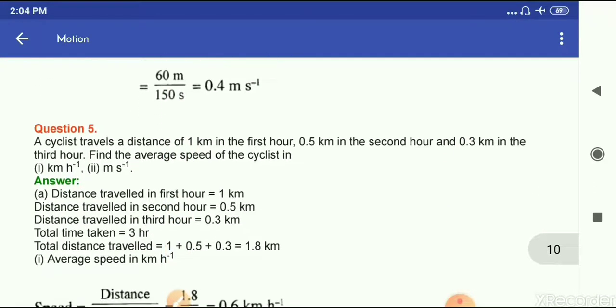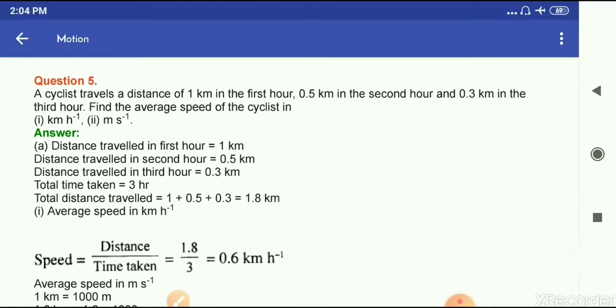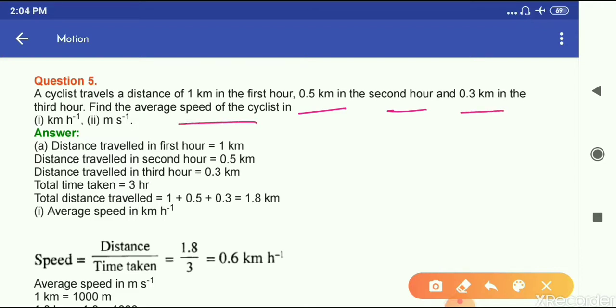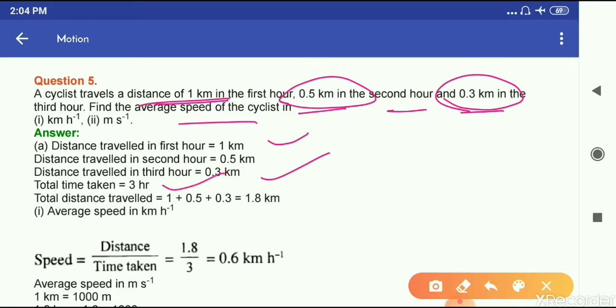Now question number 5. A cyclist travels a distance of 1 kilometer in first hour, 0.5 kilometer in second hour, and 0.3 kilometer in third hour. Find the average speed of the cyclist in kilometer per hour and meter per second. So distance traveled in first hour is 1 kilometer, in the second hour is 0.5 kilometer, and in the third hour is 0.3 kilometer. And total time comes 1 plus 1 plus 1, we get the answer 3 hour.